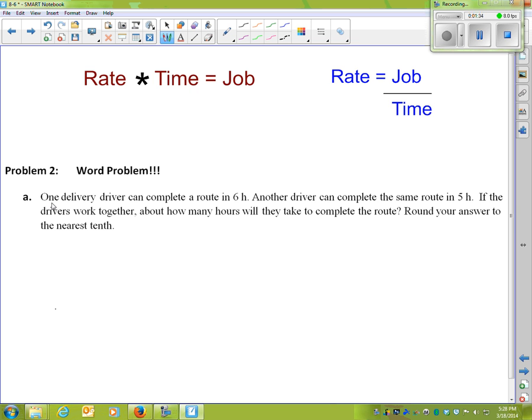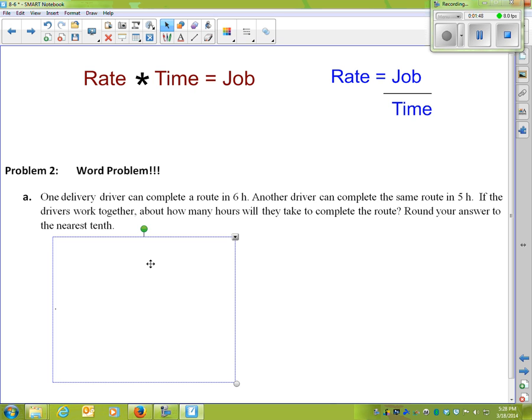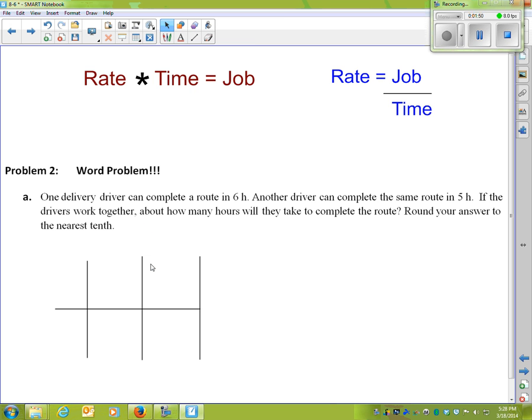One delivery driver can complete a route in 6 hours, another in 5. If they work together, how many hours will it take to complete the route? Okay, I find it easier to do these if I start to organize my data. And I like to use tables when I organize. So let's call the first row driver A and the second row driver B.